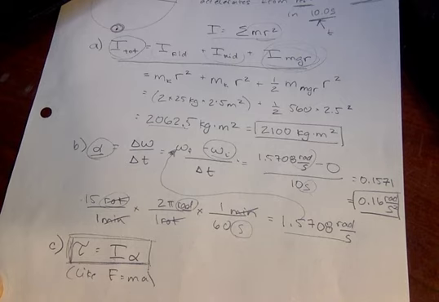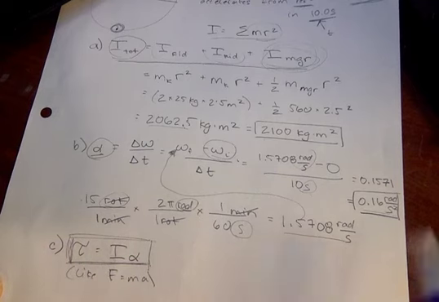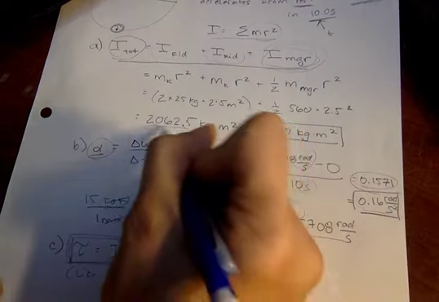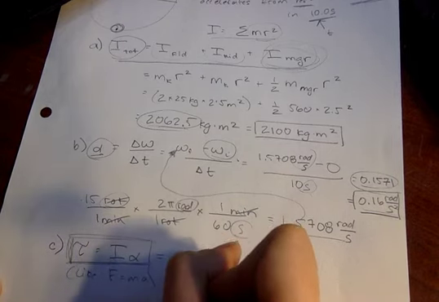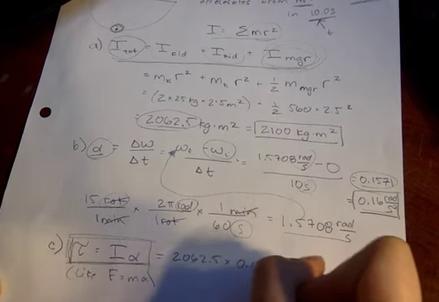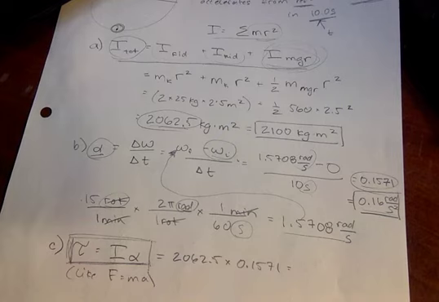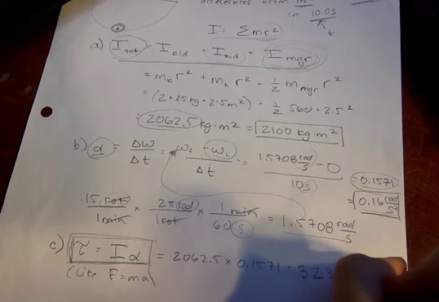So that's what we're doing. We have already found I, it's this. We have already found alpha, it's this. We just need to multiply those numbers together. I'll go ahead and use my unrounded numbers so that I don't introduce rounding errors in my answer. And so that is 2062.5 times 0.1571. And that is 323. Well, I'll write it as 324.